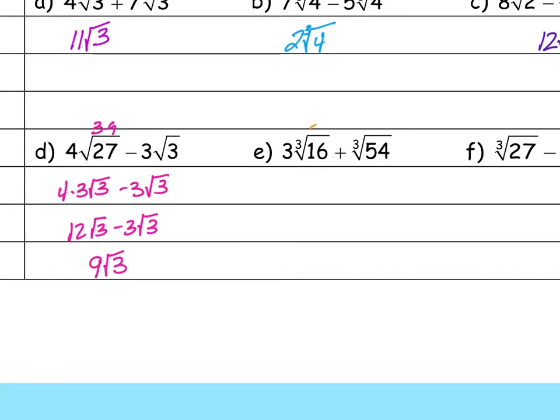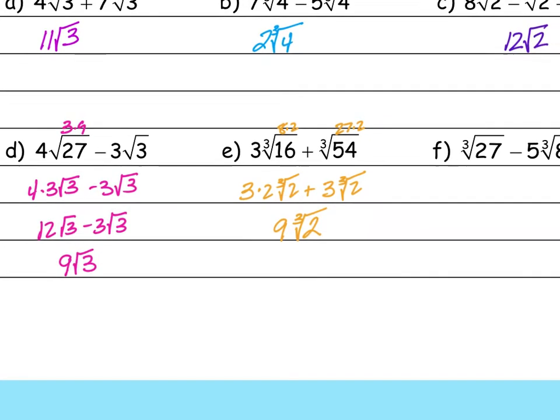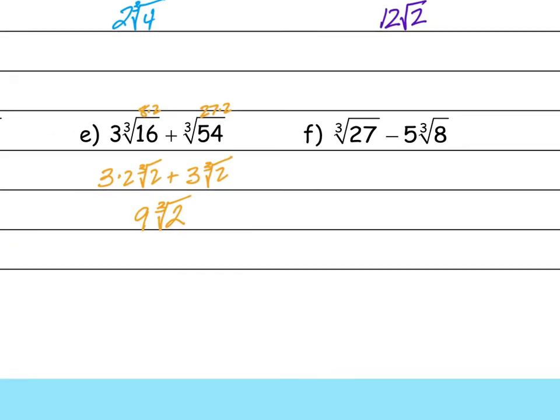So this is 8 times 2, and this is 27 times 2. Well, the cubed root of 8 is 2, and then I have the cubed root of 2, plus the cubed root of 27 is 3, and then I have the cubed root of 2. So 6 plus 3 is 9, cubed root of 2. Questions? No. Okay. You guys online okay? Awesome.